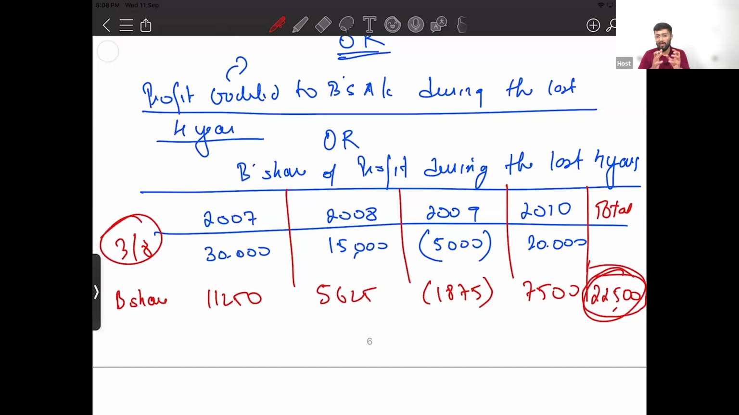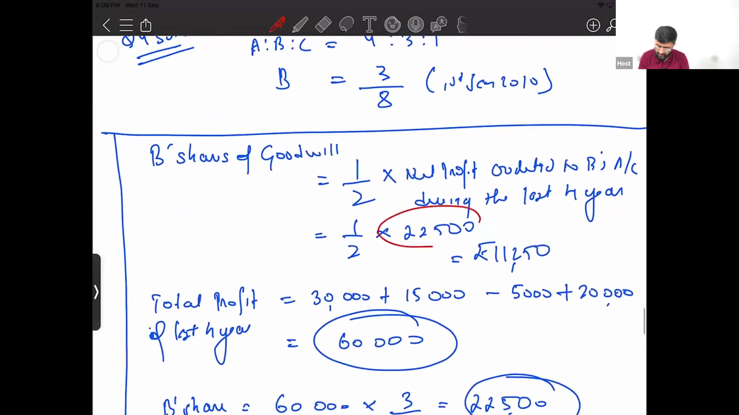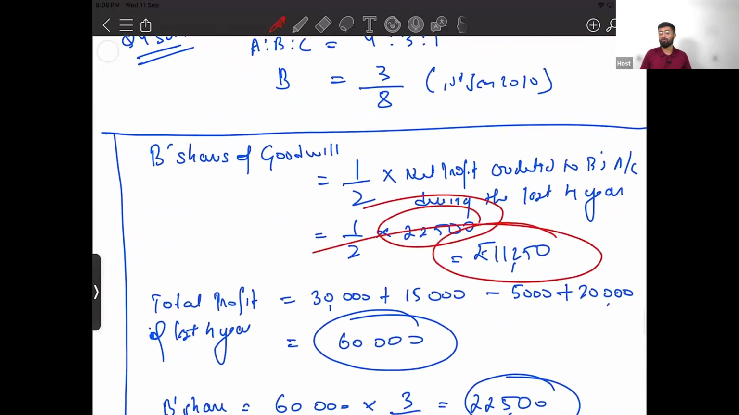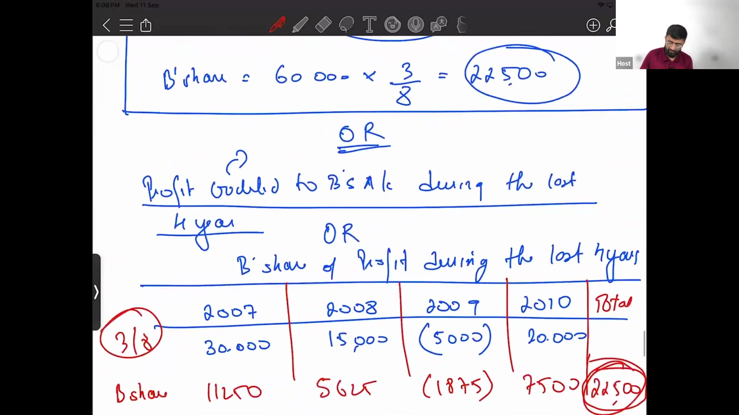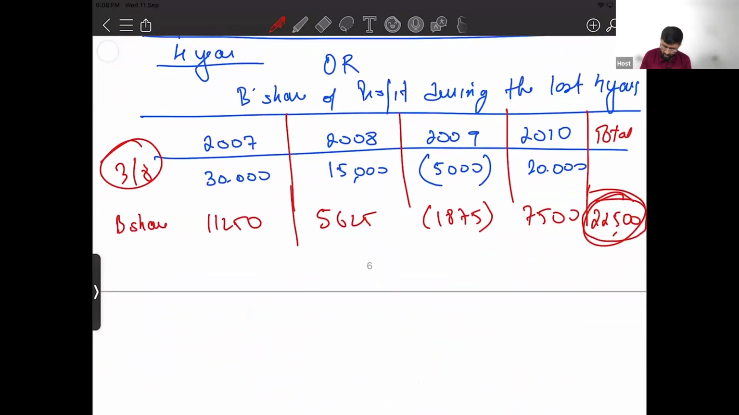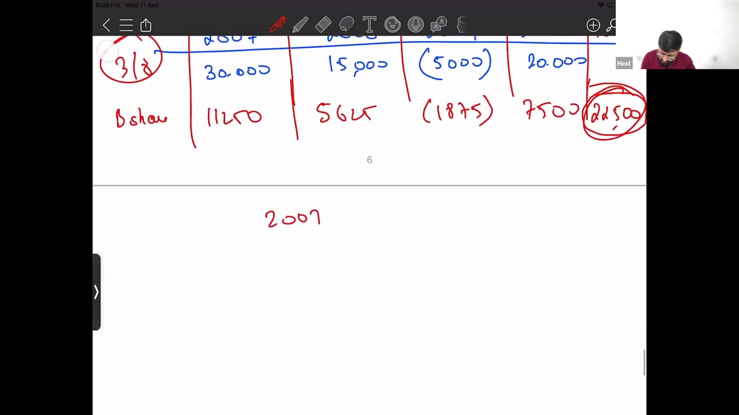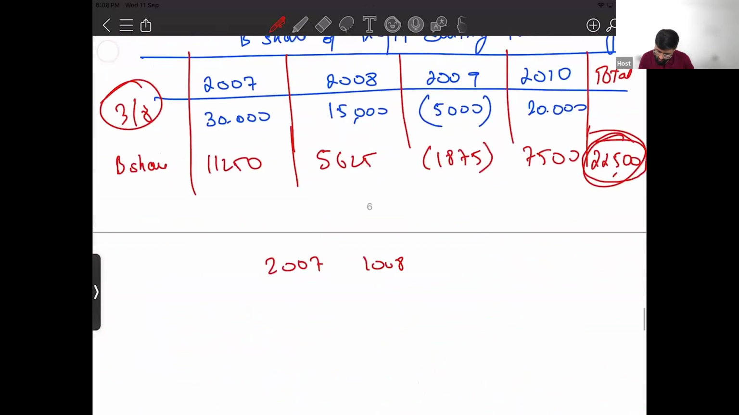B's share of goodwill is half of 22,500, so we multiply it and then you will get the amount of goodwill for B. We did not take an average in this question. When will we take the average? When we take only 1 year's figure. Here, all the figures for 2007, 2008, 2009 and 2010 are used.